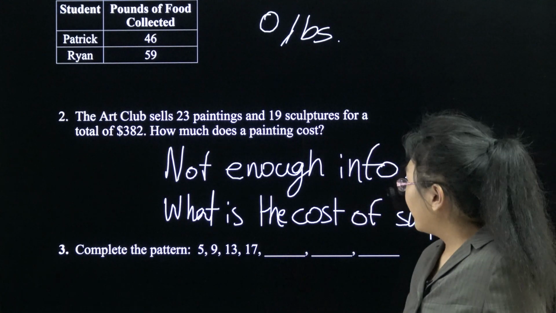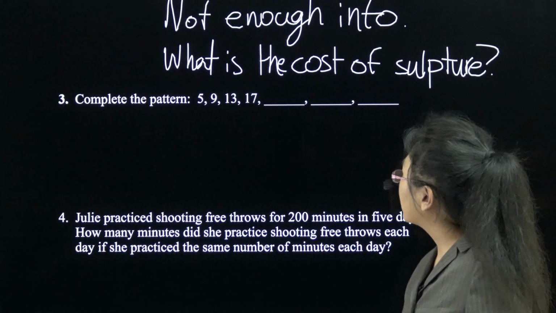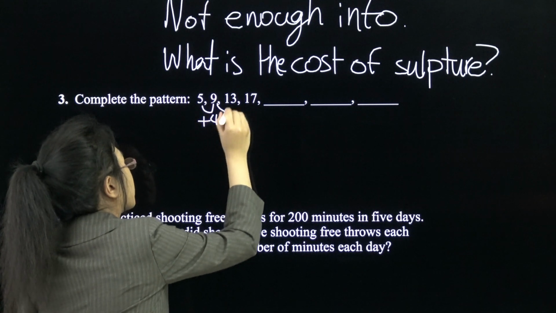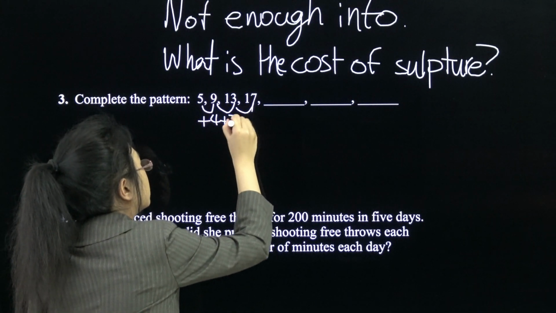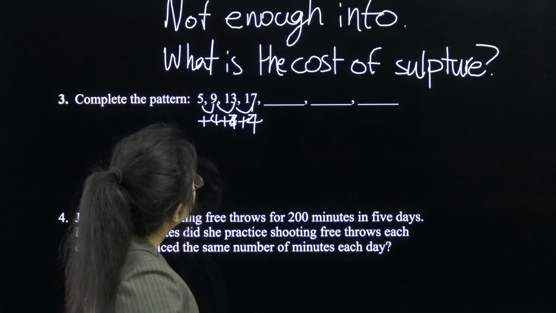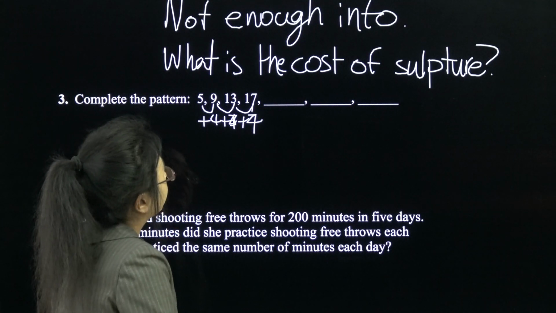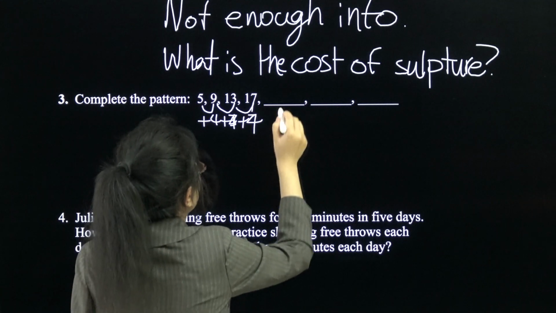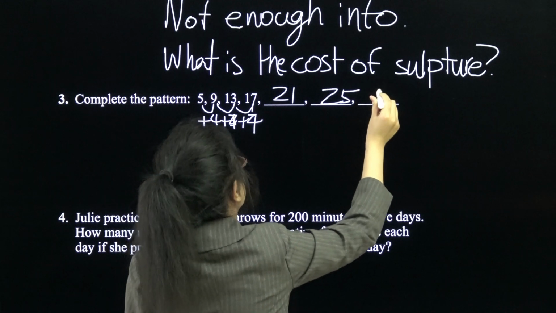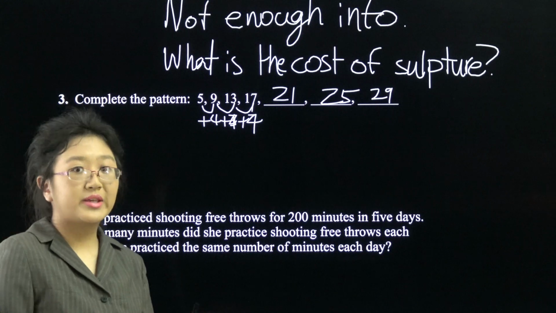Now, we have another one. Complete the pattern. 5, 9, 13, 17. Well, this is plus 4, plus 4, plus 4. Okay. We don't really have anything extra, nor do we have anything missing. So let's complete it. What's 17 plus 4? 21. 21 plus 4, 25. And then 25 plus 4, well, 29. Yippee!